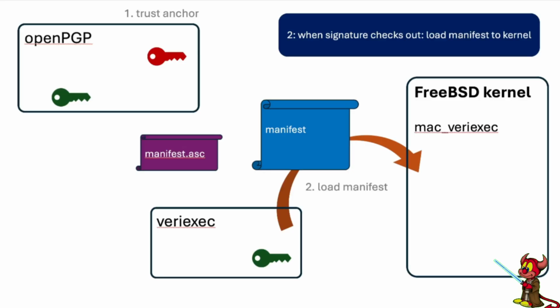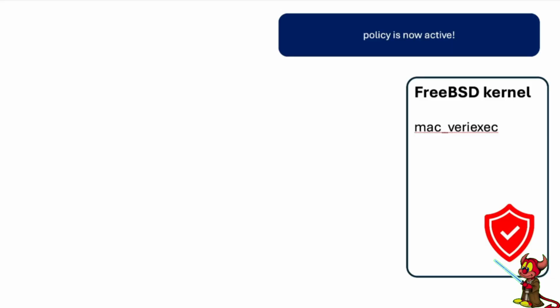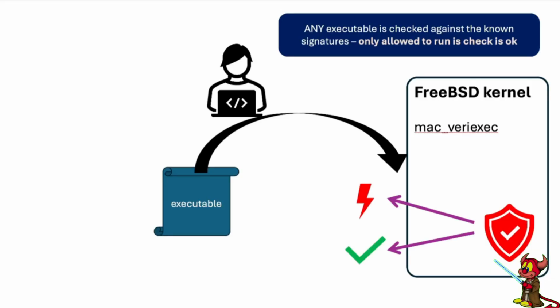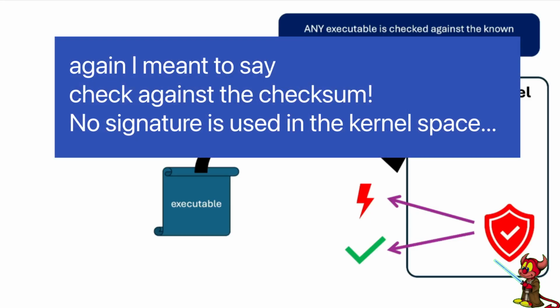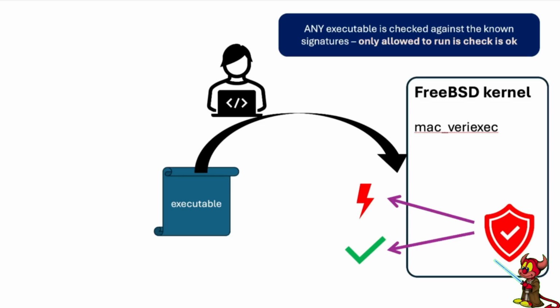So after the signature is verified and the manifest is loaded into the kernel, we can finally issue the order to enforce the policy. Once this is done, the FreeBSD kernel is configured to enforce the policy. This means that when we try to execute a program, an executable, whichever it is, we're going to have a look at this program. The FreeBSD kernel looks at the executable and checks against the database that it has the signatures, and it either matches or does not match. If it does not match, the program is not allowed to run. If it matches, the program can run.